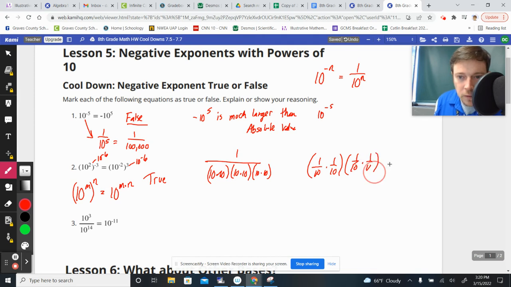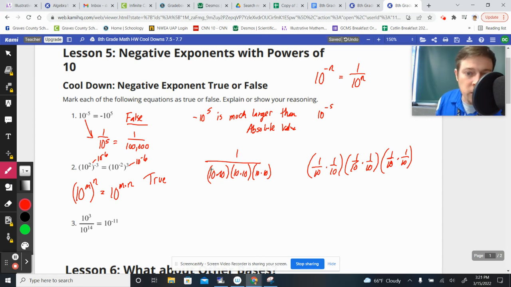Either way, whether you do it the first way that I showed or you do it the second way that I'm showing right now, how many 10s do you have in the denominator is one way to think about it. Well, you've got 1, 2, 3, 4, 5, 6. 1, 2, 3, 4, 5, 6.